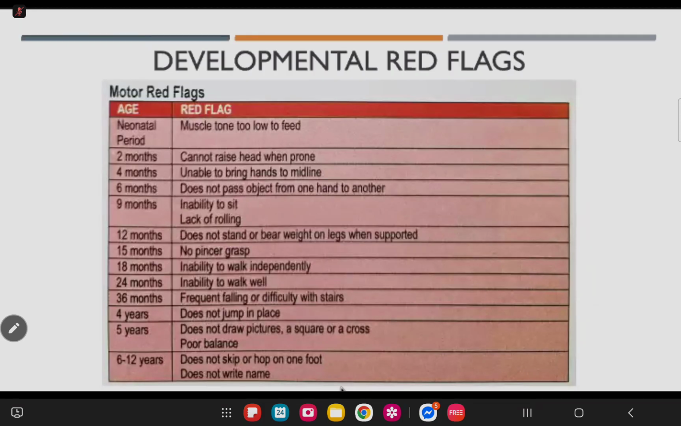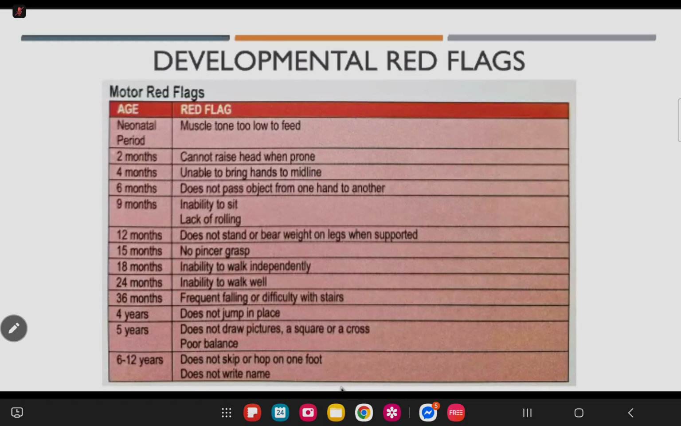15 months, no pincer grasp. 18 months, inability to walk independently. Why? Because remember, at 15 months, they should be able to take a few steps on their own. So you can see the leeway, it's actually at least 3 months of leeway before you can say that it's a red flag. 24 months, inability to walk well.